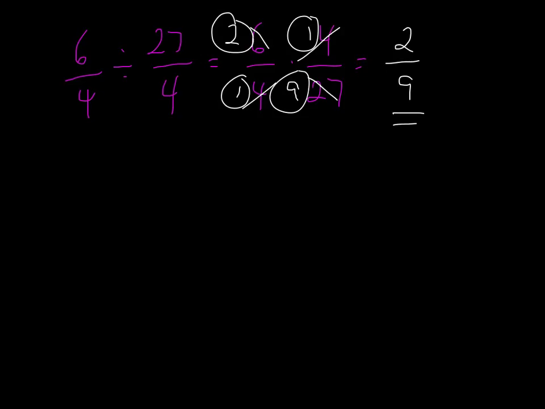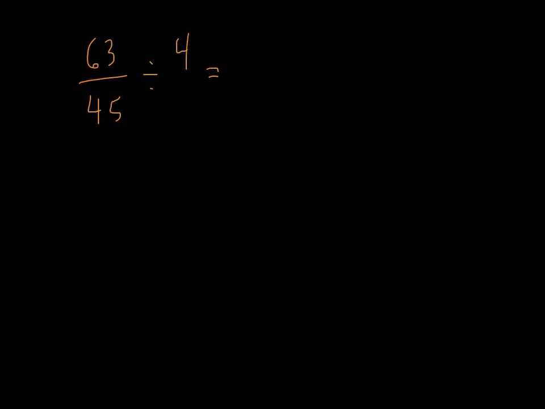Now what happens when whole numbers come into the situation? So we have the fraction 63/45, which is an improper fraction. It's irrelevant whether it's improper or proper, but we have a fraction divided by a whole number. The easiest thing you could do is recognize that 4 is the same as 4 over 1. This is 4 divided by 1 is 4.